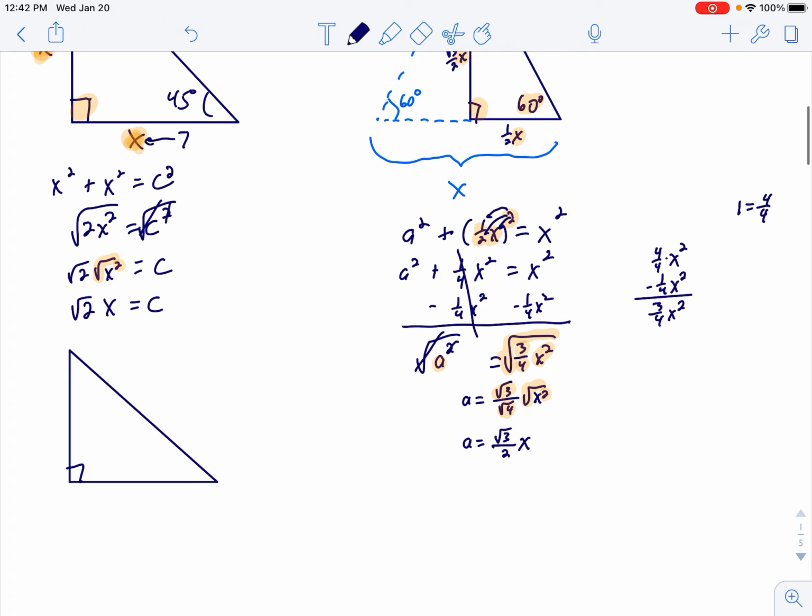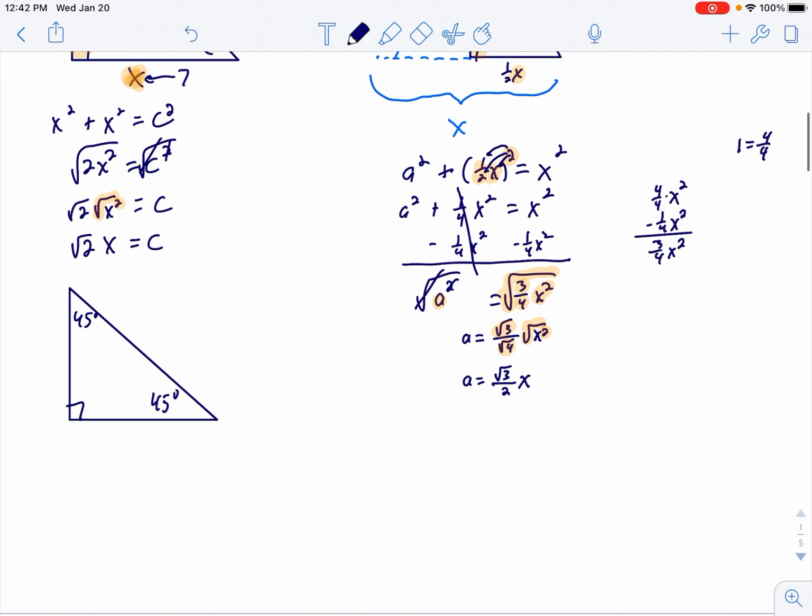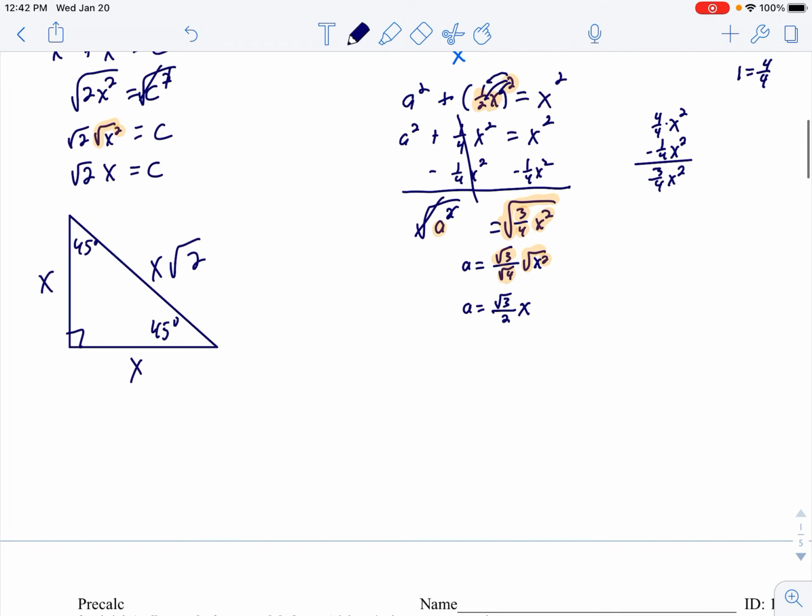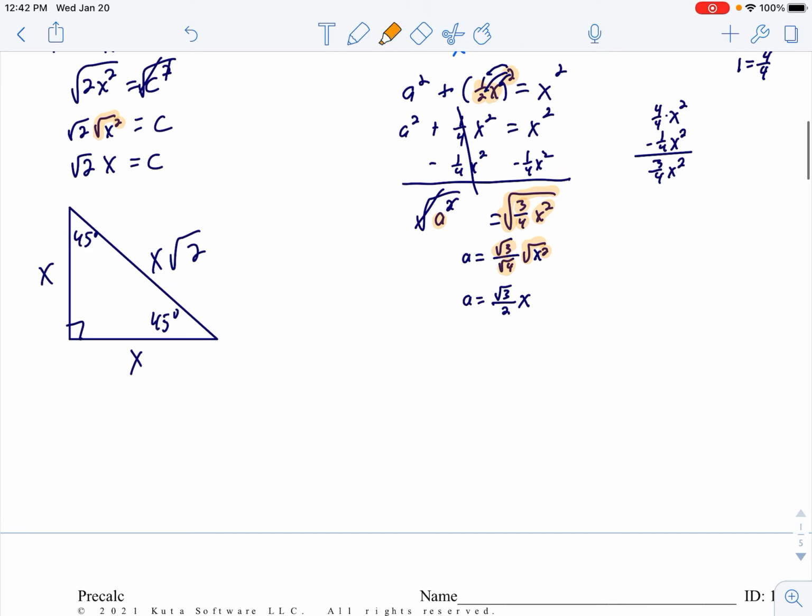So here, right angle, 45, 45 degrees. So the normal pattern is x, x, x radical 2. What you can do, if there's no radical 2 in the given problem, is you can take the original diagram and divide all three sides. Divide all 3 sides by radical 2.